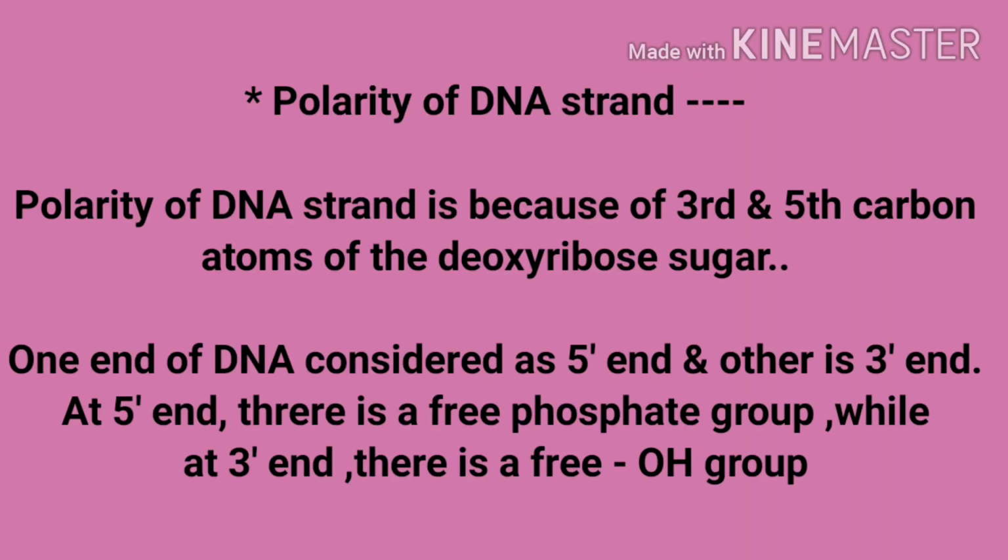Next, we will discuss the polarity of the DNA strand. So each strand of DNA has a specific polarity. One end is considered as the 5' end, whereas the other end is considered as the 3' end. This polarity is because of the third and fifth carbon atoms of the deoxyribose sugar. In our previous video, that means in part 1, we saw at the 5' end there is a free phosphate group, while at the 3' end there is a free OH group.